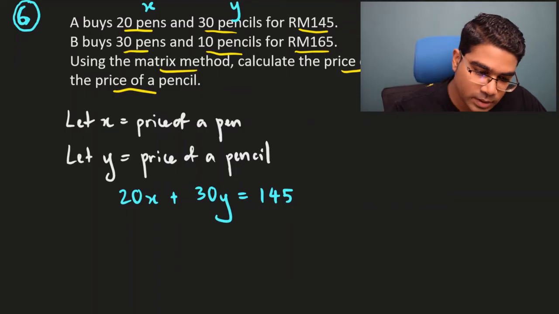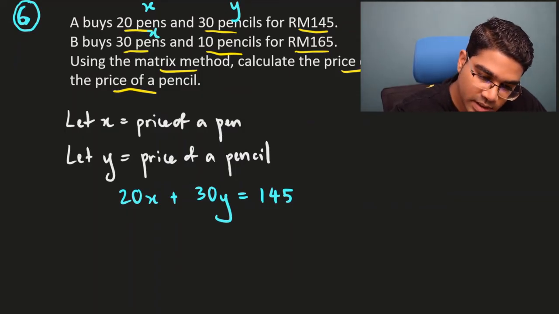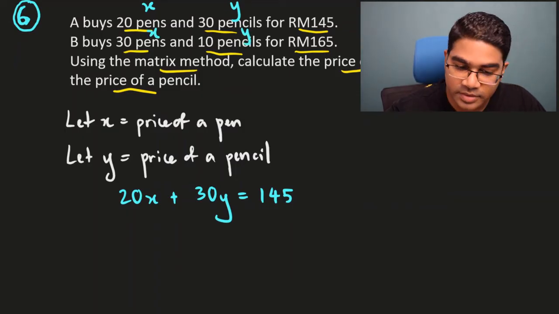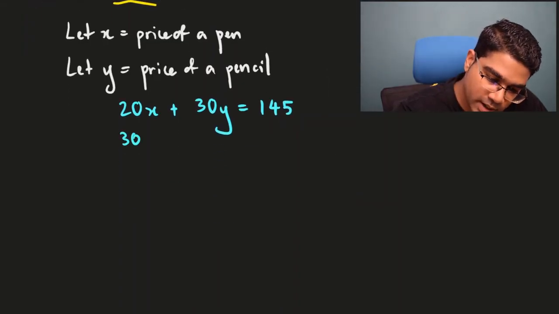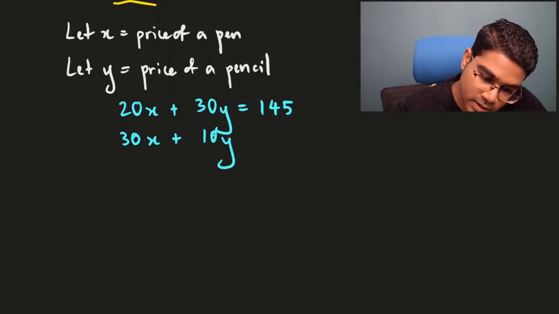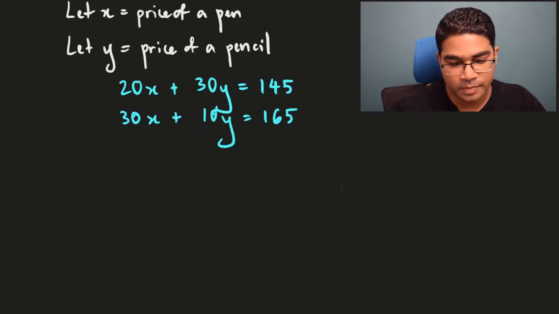Now let's look at the second one. 30 pens and 10 pencils is 165 ringgit. So again, 30x plus 10y will be equals to 165.